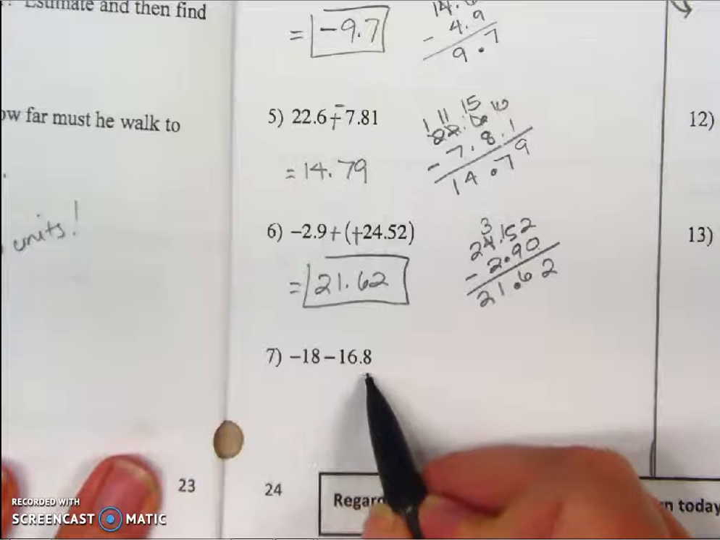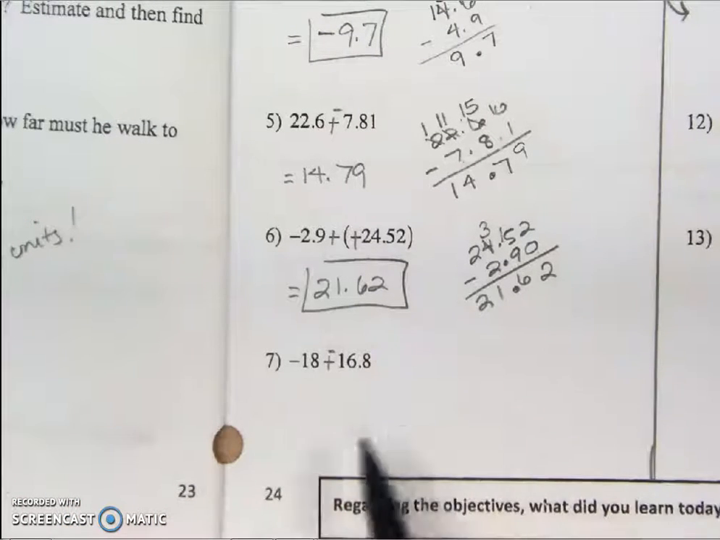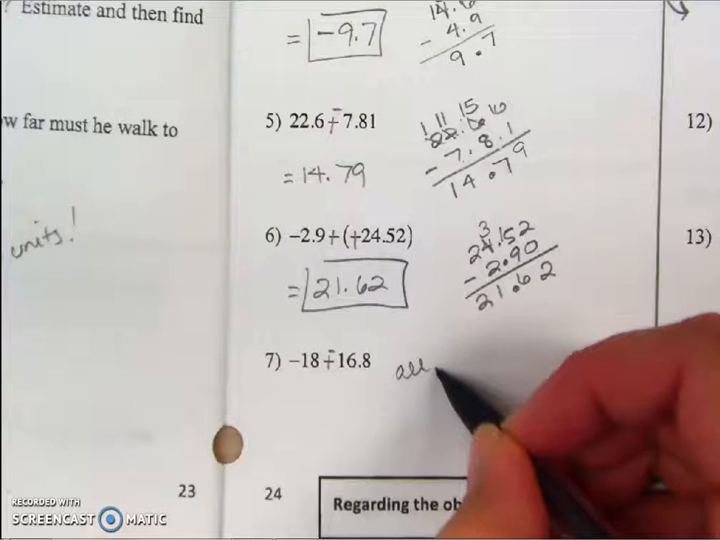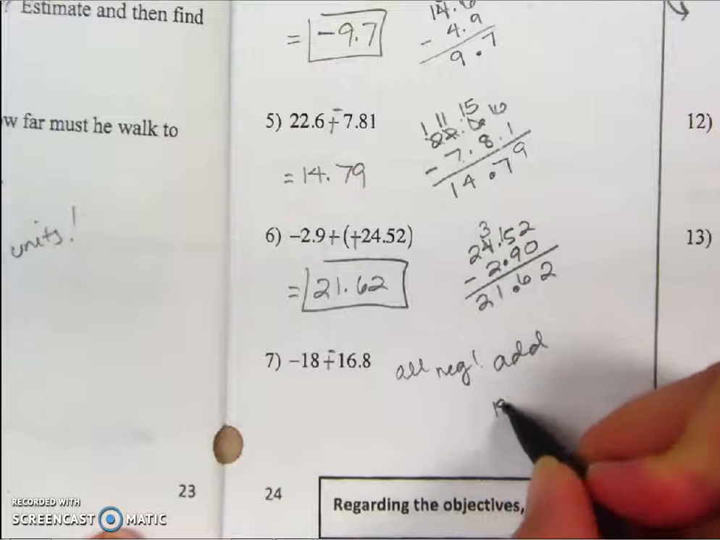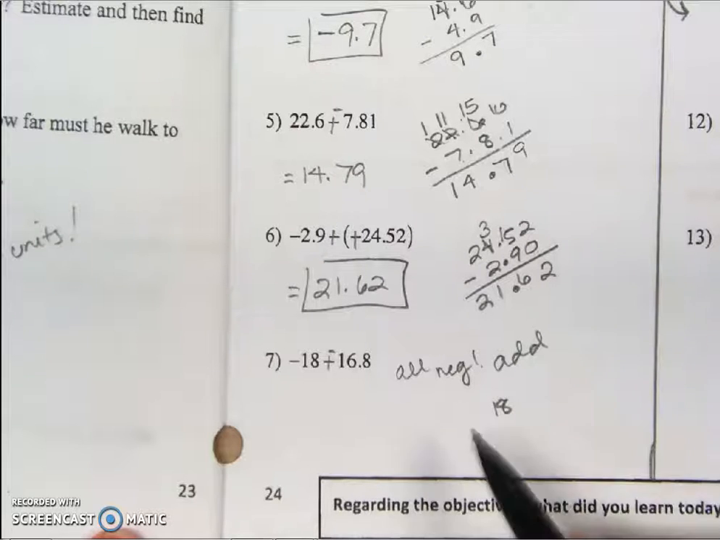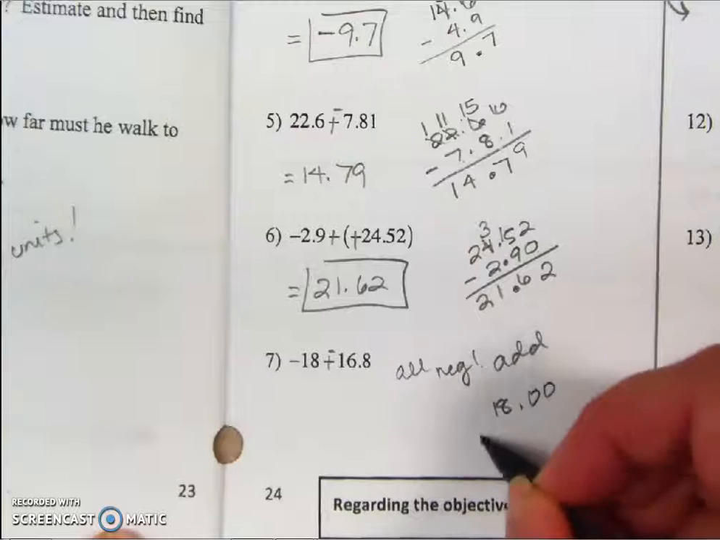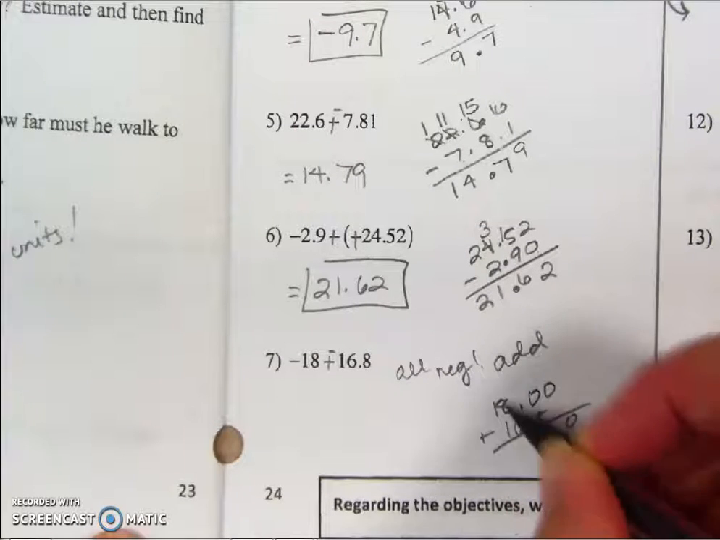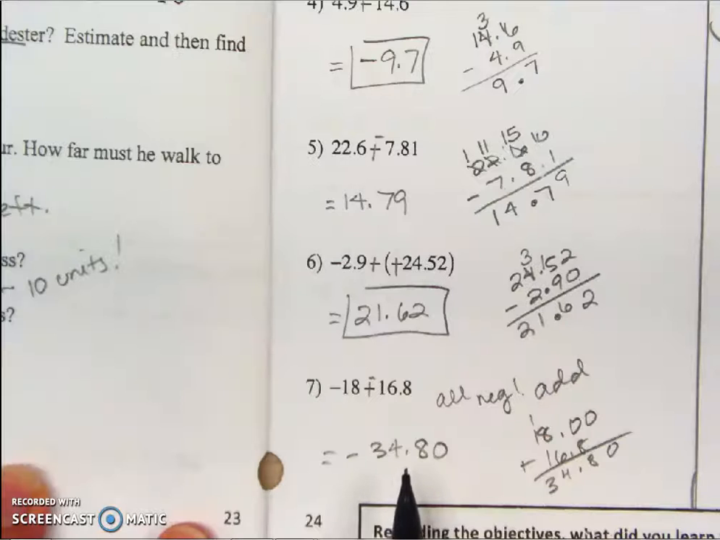All right, last one. Negative 18 minus 16.8. Remember, that means add the opposite. And this time they are both negative. They are all negative, so we add. All right, so I have 18 and 16.8. Remember, if this were $18, I would write it 18.00 plus 16.8, which gives me 14, carry the 1, and we get negative 34.80.